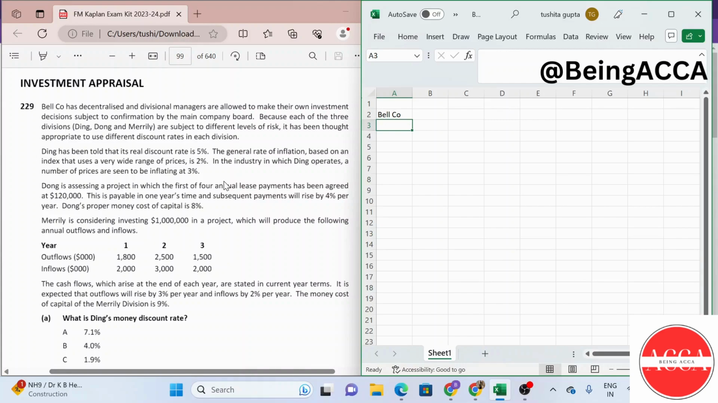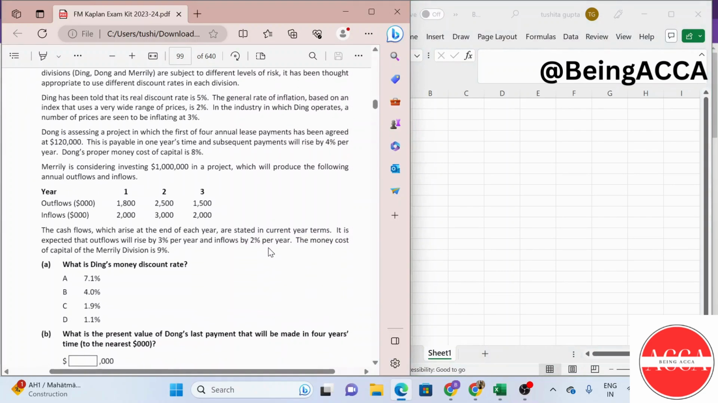Dong is assessing a project in which the first of four annual lease payments has been agreed at 120,000. This is payable in 1 year's time and subsequent payments will rise by 4% per year. Dong's proper money cost of capital is 8%. Moving to the next one, Merrily is considering investing $1 million in a project which will produce the following annual outflows and inflows. Okay, so these are the inflows and outflows given to us. The cash flows which arise at the end of each year are stated in current year terms. It is expected that the outflows will rise by 3% per year and inflows by 2% per year. The money cost of capital of Merrily division is 9%.